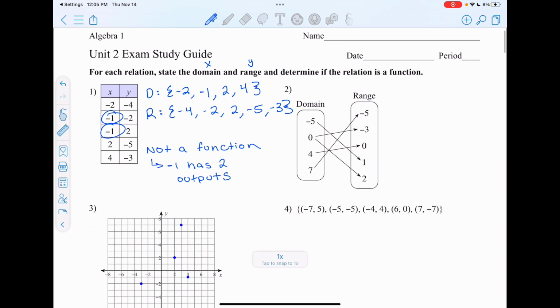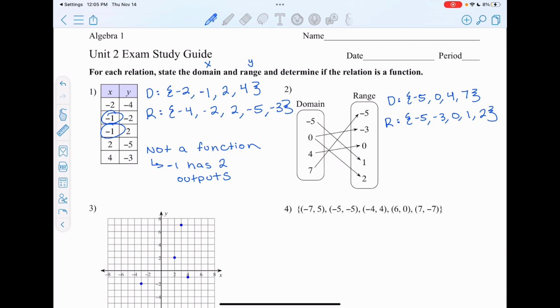Let's try number 2. Number 2 is really easy because they tell us what the domain and range is. My domain is everything in the first bubble, so -5, 0, 4, and 7. And my range is everything in the second bubble: -5, -3, 0, 1, and 2.